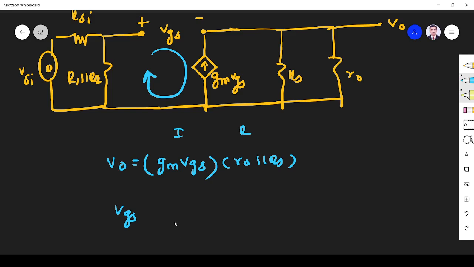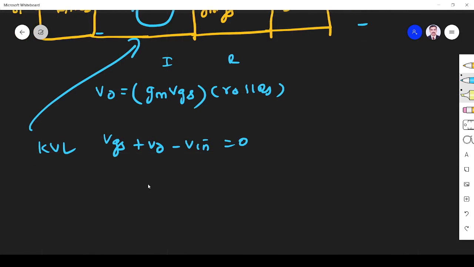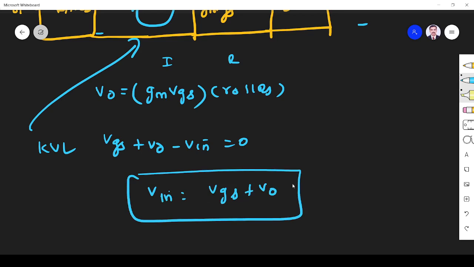For that I write KVL. Here plus VGS, here VO. VO is plus minus. So plus VO is equal to, here let me assume the voltage across this one is Vn, so it is plus minus means minus Vn, equal to 0. KVL in this loop. I applied KVL. So from this I understand Vn is equal to VGS plus VO. This is equation number 1, right?